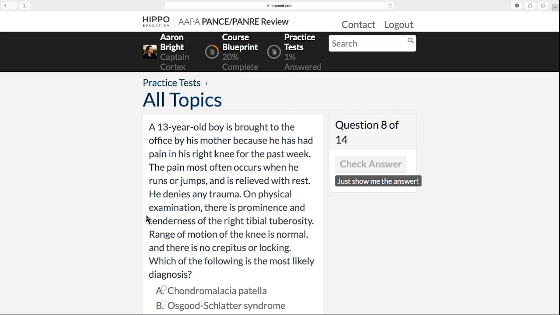A 13-year-old boy is brought to the office by his mother because he has had pain in his right knee for the past week. The pain most often occurs when he runs or jumps and is relieved with rest. He denies any trauma. On physical exam, there is prominence and tenderness over the right tibial tuberosity. Range of motion of the knee is normal, and there is no crepitus, no locking. Which of the following is the most likely diagnosis?